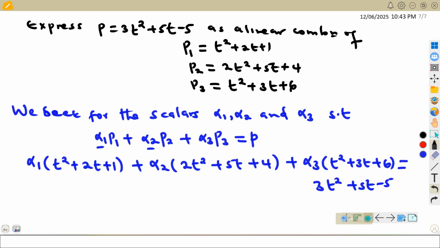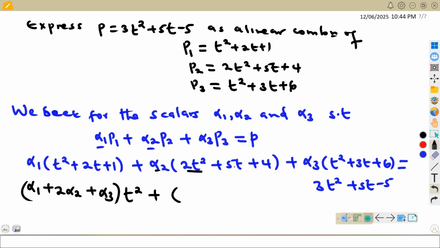So what we do is multiply this here, but I want to multiply and equate at once. So let us combine the coefficients of t squared. Here t squared has got alpha 1 plus, here the coefficient will be alpha 2 times 2, that is 2 alpha 2. Then here the coefficient of t squared will be alpha 3. So all these are into t squared.